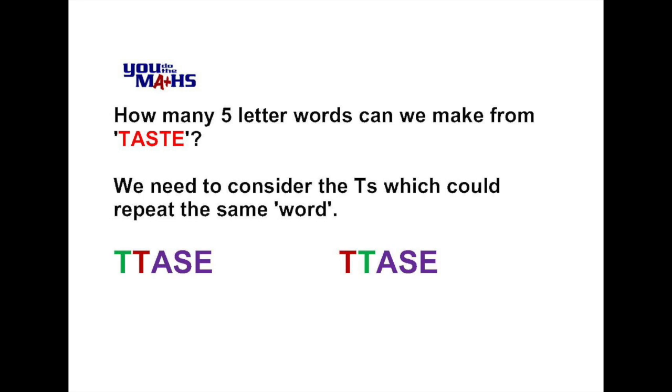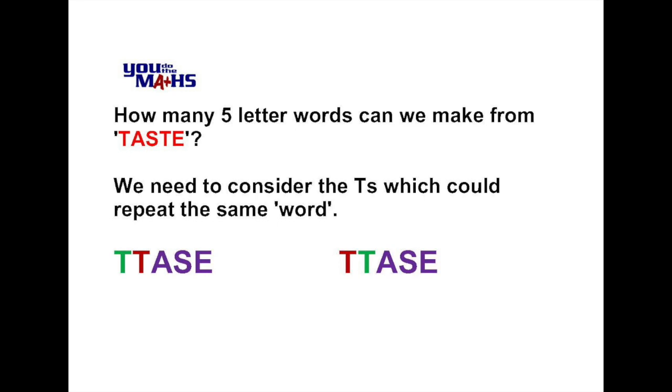So let's consider one possibility, which is TTASE. So that's one possible word. Now we've put the T's in different colours because we'll swap the position of those T's, but you can see the end result is exactly the same word. So we've got TTASE again. Even though we've swapped the T's, the end result is exactly the same. So we can't count it as a different arrangement. It's just the same arrangement.